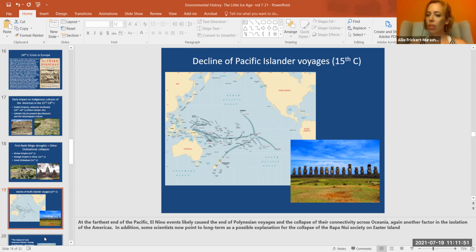across the Pacific Ocean. And then it looks like climate change caused that network to collapse, which isolated Pacific Islanders. They began to develop only internally, with contact only with each other, no longer able to go back to Southeast Asia and connect with the trade networks there.